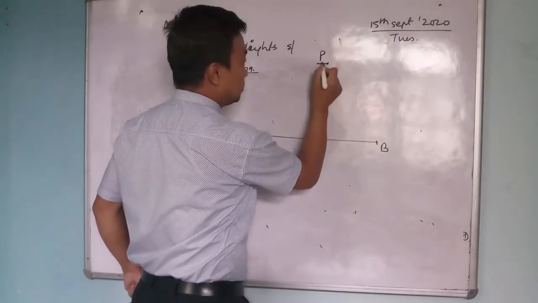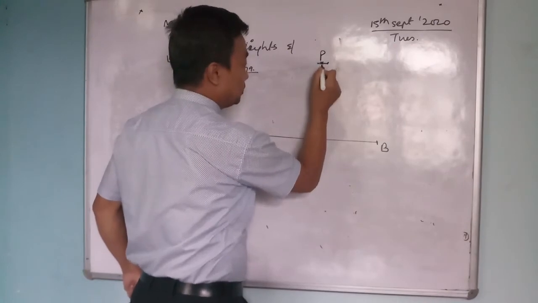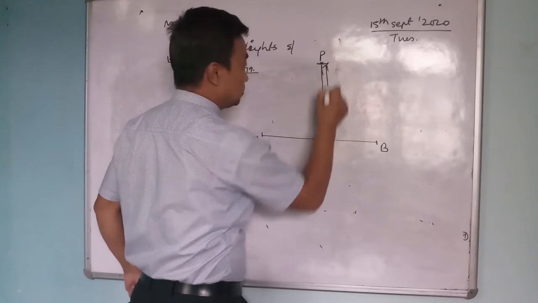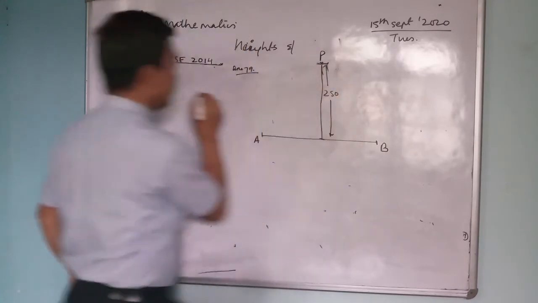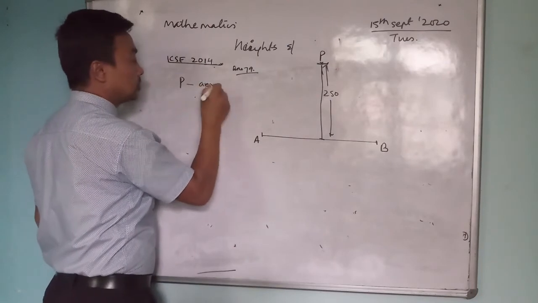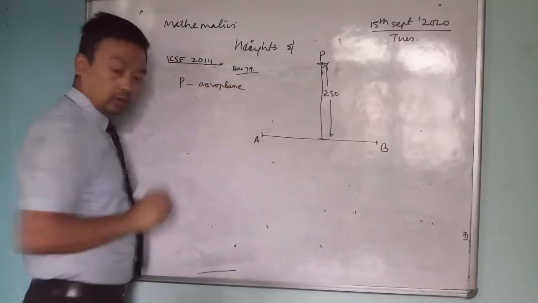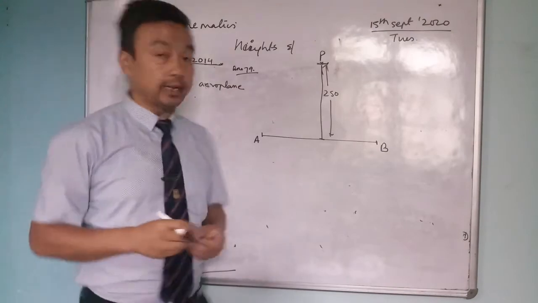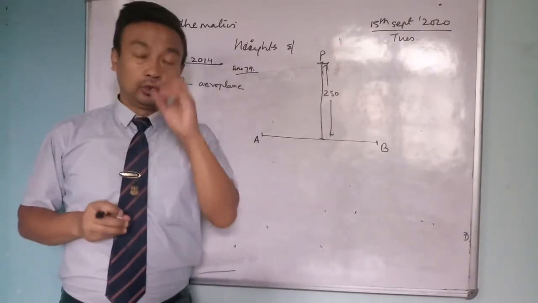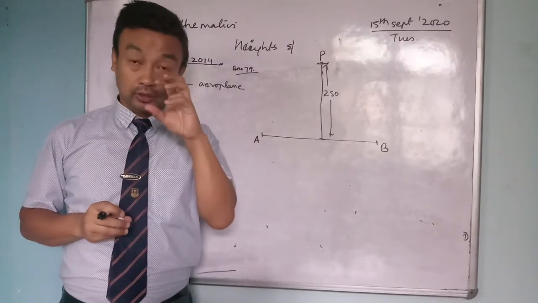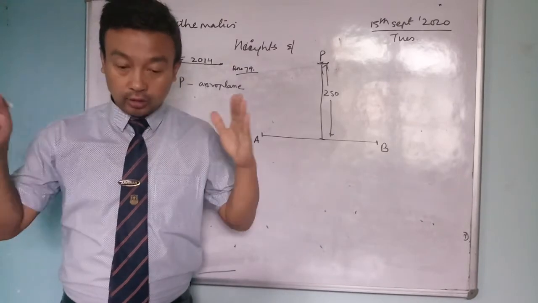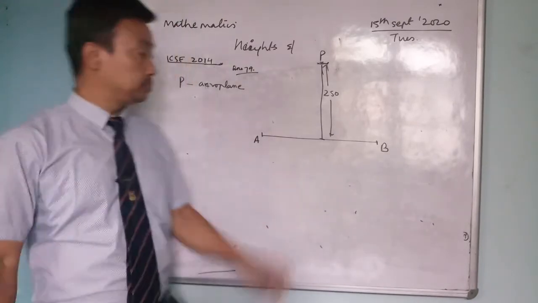Let us say P is the aeroplane. So what is the height of this aeroplane? 250 meter. P is an aeroplane and it is flying at a height of 250 meter, and your point of observation is this aeroplane. So you are observing two boats on the opposite banks of a river.